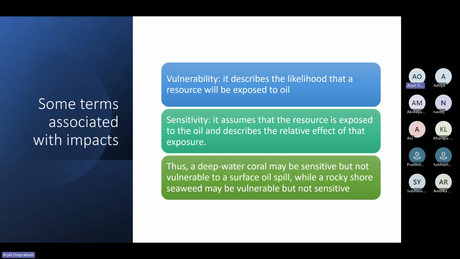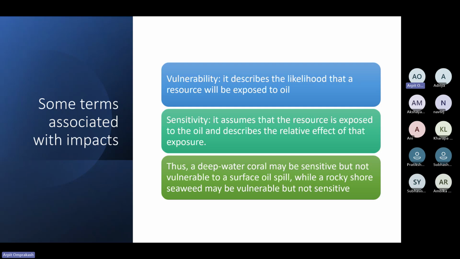The second term is sensitivity. Sensitivity assumes that the resource is exposed to the oil and describes the relative effect of that exposure. So it basically describes what effect the exposure would have. For example, a deep water coral may be sensitive, but not vulnerable to a surface oil spill.